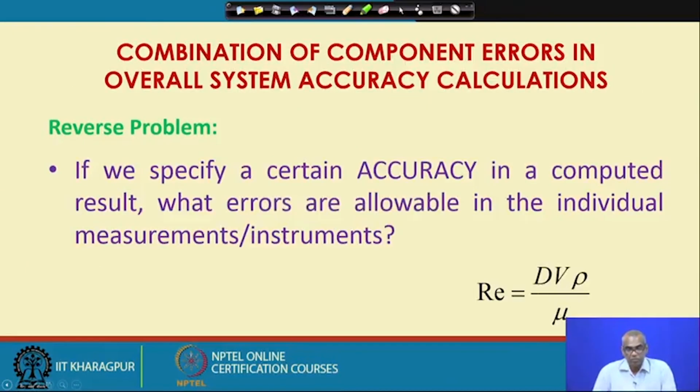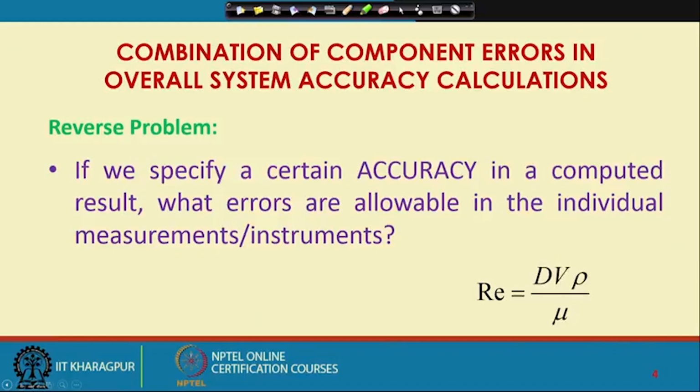The reverse problem can be specified as follows. If we specify a certain accuracy in a computed result, what errors are allowable in the individual measurements or instruments? Let us say I say the Reynolds number has to be measured with 99% accuracy. So, what is the maximum inaccuracy allowable for measurement of diameter, velocity, density and viscosity? So, this is known as the reverse problem.